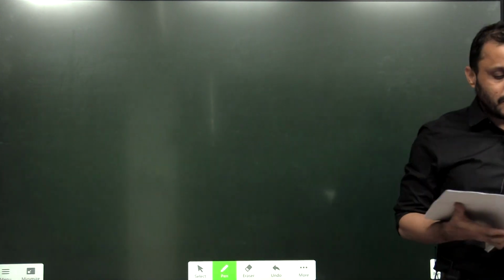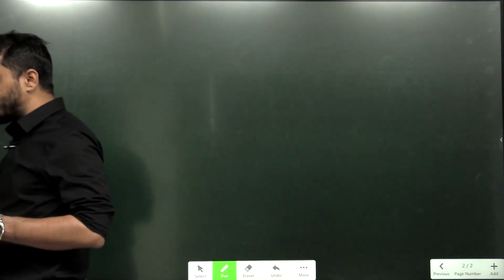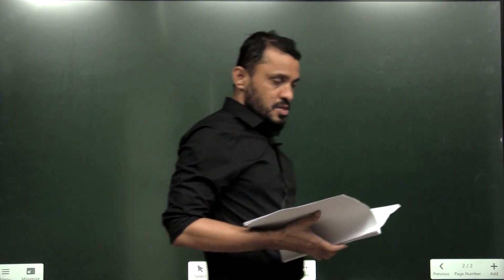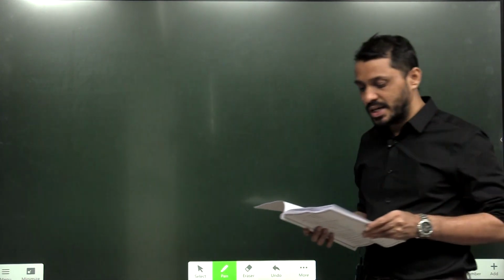Second one is the right to establish and administrate education institutions by the minority is not absolute. It is absolute. Not absolute means incorrect statement they are asking. So first statement is incorrect and third statement is incorrect. So answer is 1 and 3.